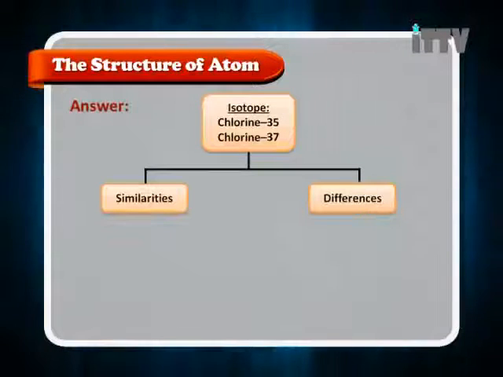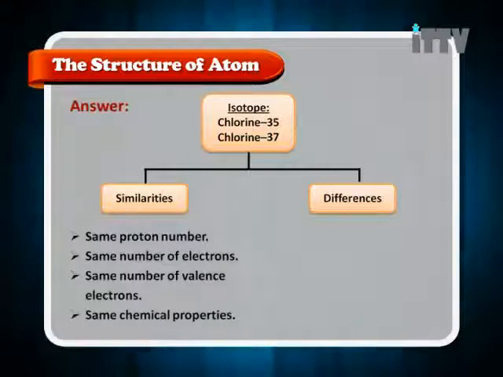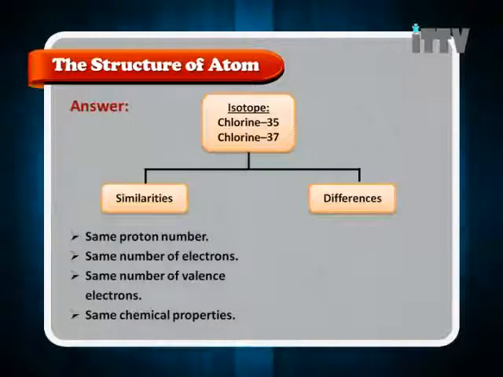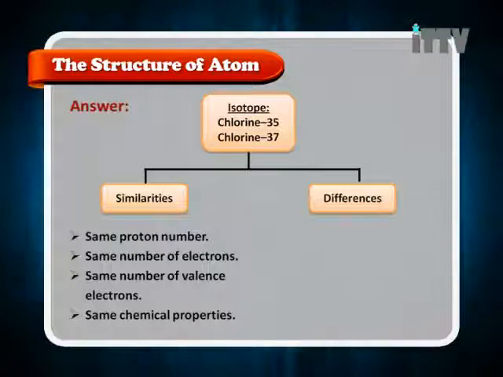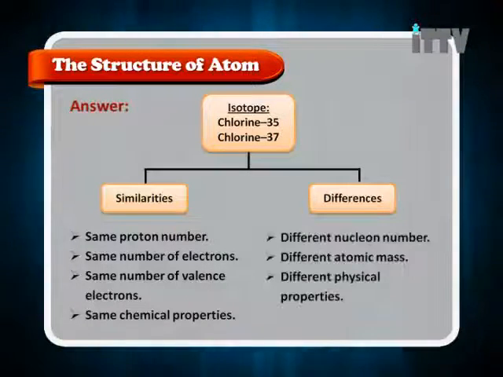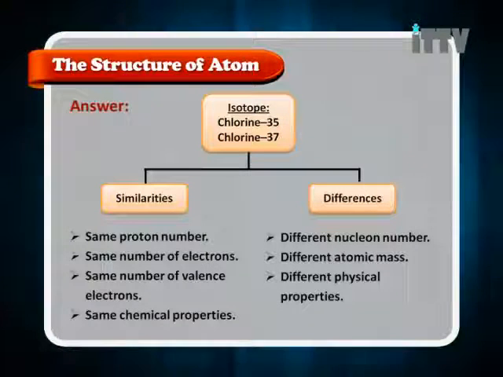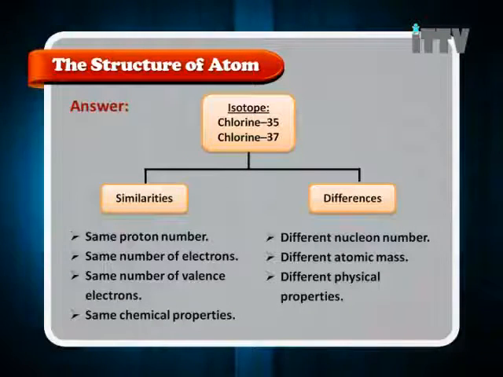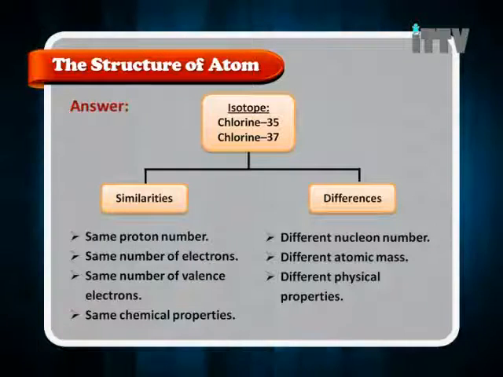Isotopes chlorine-35 and chlorine-37. Similarities: same proton number, same number of electrons, same number of valence electrons, same chemical properties. The differences: different nucleon number, different atomic mass, different physical properties.